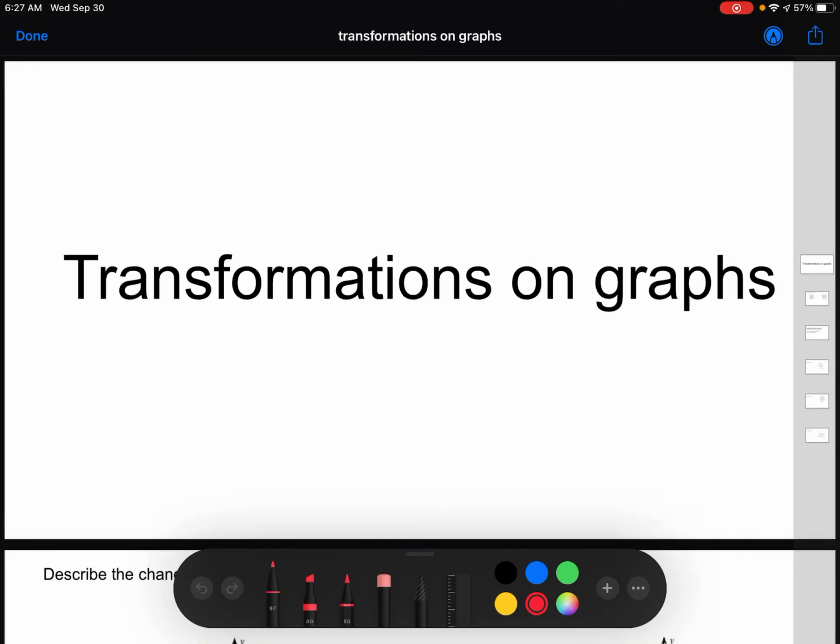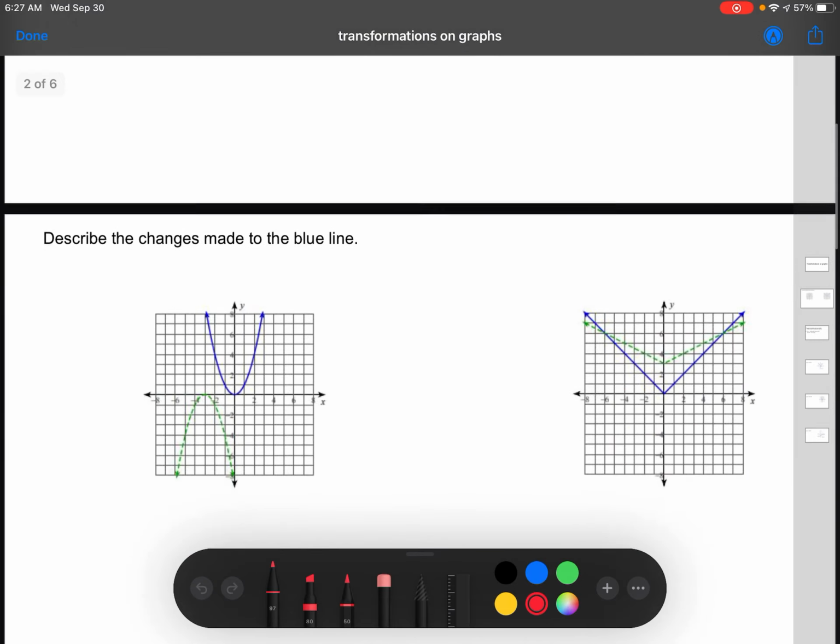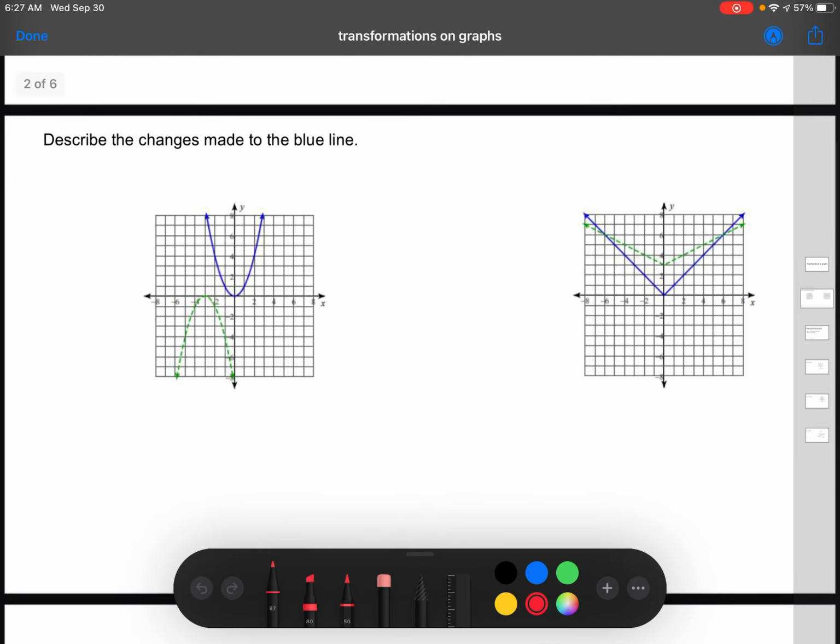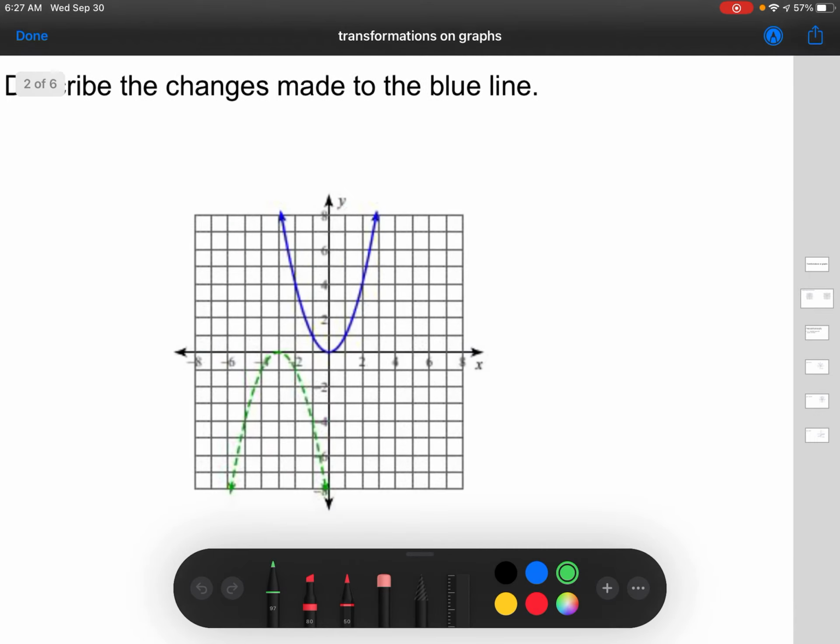In this lesson, we're going to do transformations on graphs. So yesterday we did it on equations. Today we're going to do the graph. So first we're going to look at these two graphs. We're just going to say what happened. So the blue one is the original, and the green one is the new one.